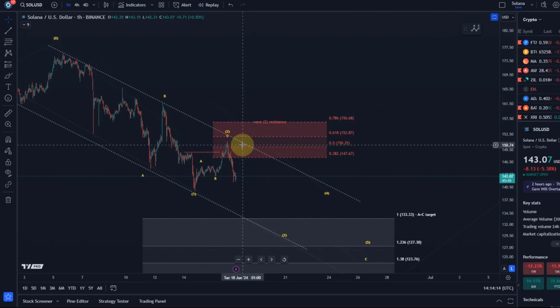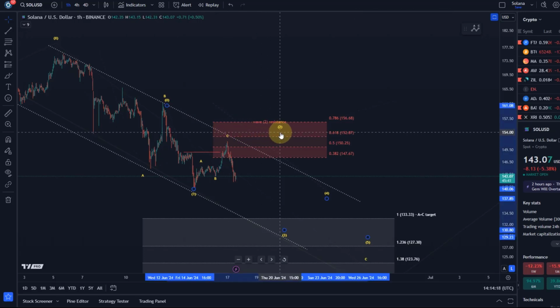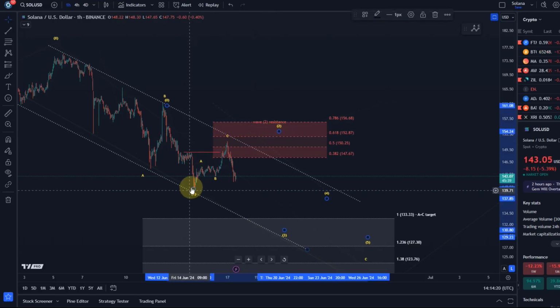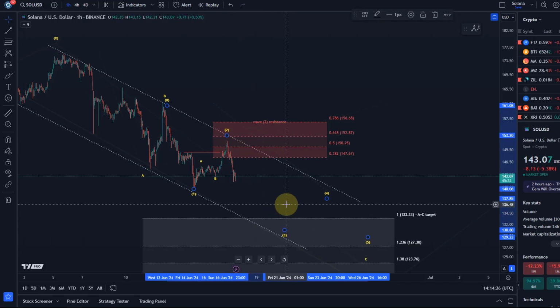I won't take the resistance area out, because what could always happen is that the wave 2 extends out into a larger ABC structure. But the move down looks quite strong, quite impulsive. So I'm leaning to the idea that this is now a 3rd wave.